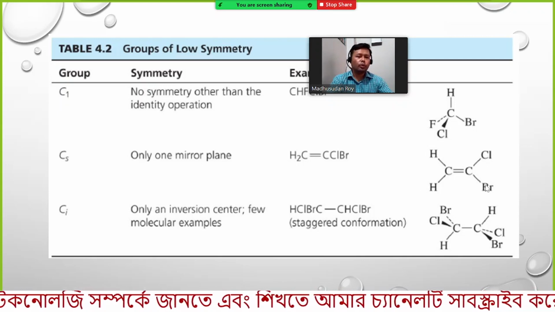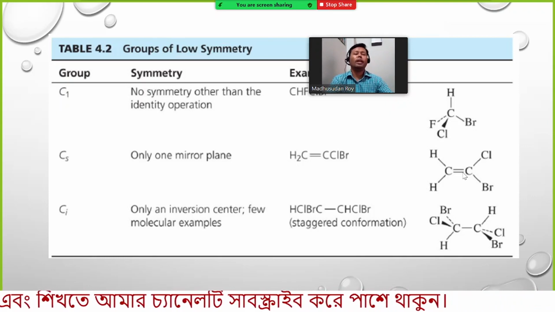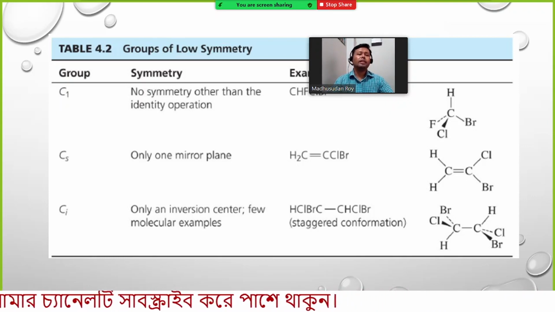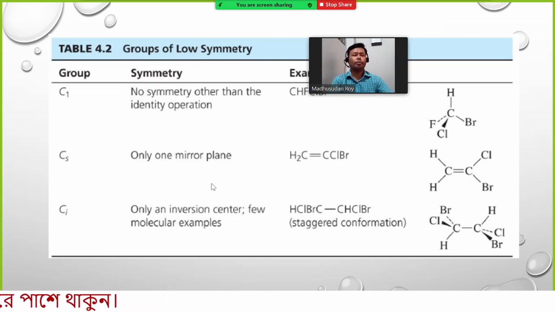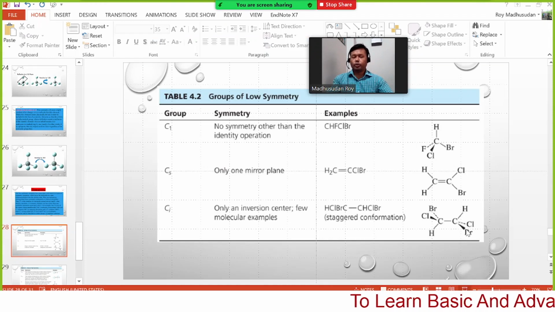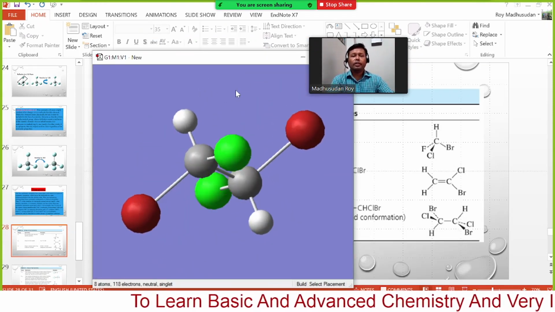So if you put one mirror above this molecule or below the molecule, in that case you can have one identical structure, which is known as CS symmetry. That means if the molecule has only one mirror plane, we can have the CS symmetry. Another type of molecule, CI, has only an inversion center. That means these types of molecule do not have any operation except the inversion center, as I have shown here.